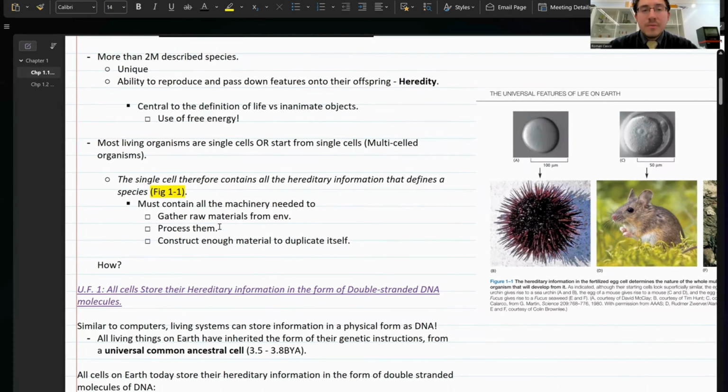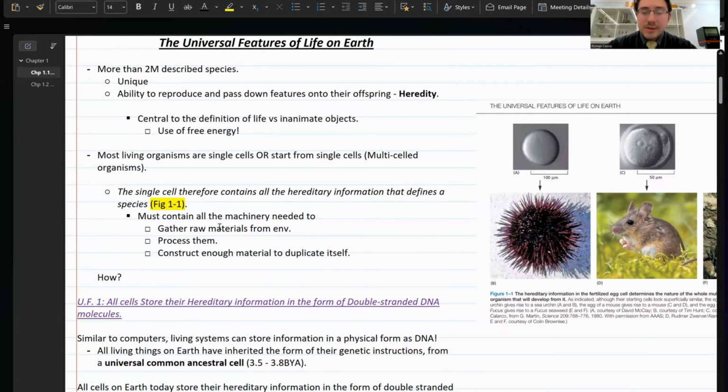And one of the interesting facts about cell biology, of course, is that most living organisms, right, are either single cell, or if you're multicellular, ultimately you have to have come from a single cell, right?